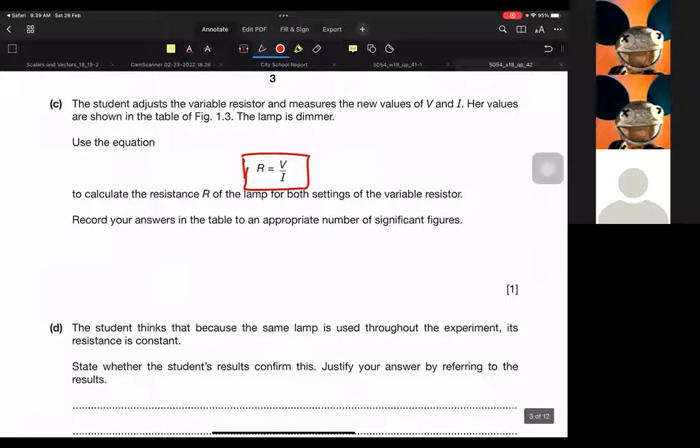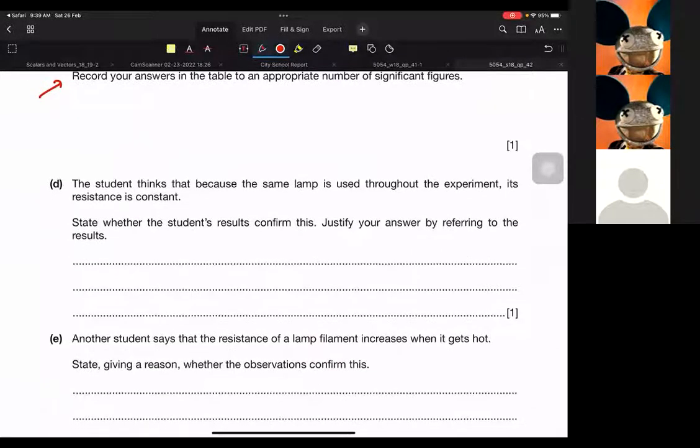So you've got to complete the table. It's done. Then it says the student thinks that because the same lamp is used throughout the experiment, its resistance is constant. Okay. And it says, state whether the student's result confirms this, justify your answer by referring to the results.